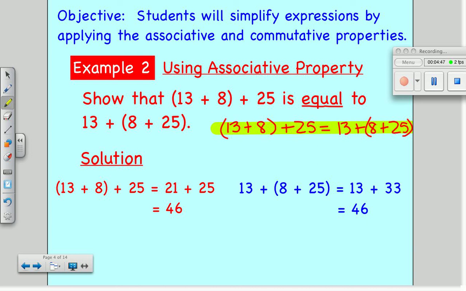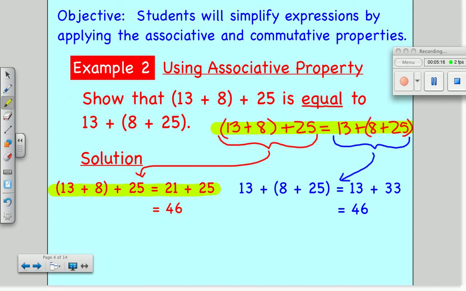Then I want you to write the solutions so that you can see, regardless of which way I do it, you're going to yield the same result, get the same answer. So this side of the equation is done here, and this side of the equation is done here. So I want you to write down 13 plus 8 plus 25 equals 21 plus 25 equals 46, because 13 plus 8 is 21.